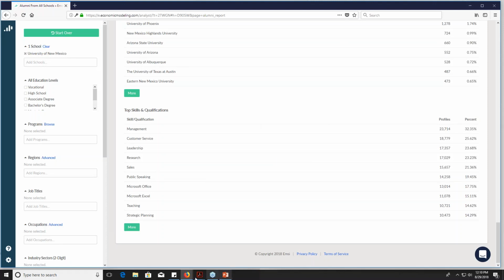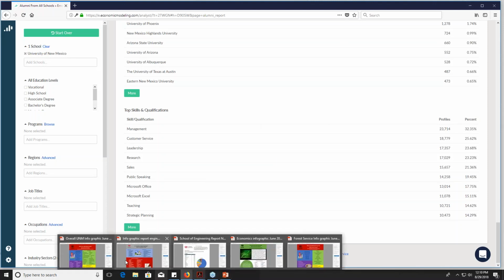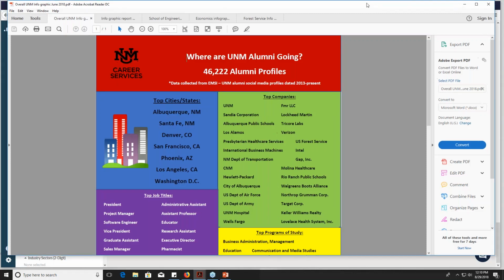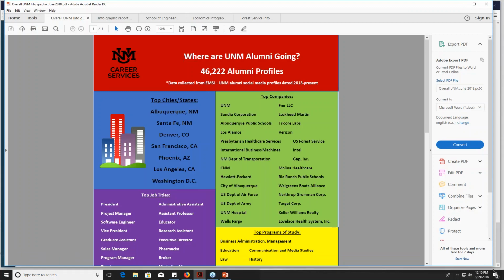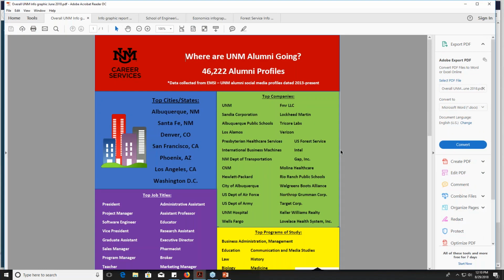And so what I've created, and I'll show you just how we did this, is a profile, if you will, an infographic of where UNM alumni are going. This was one that you can see has been updated since then. But when I first ran this report, we had 46,222, and that tells you a big difference. I purposely put this one up because I ran this back before our May graduates. And so you can see, when you're using this data, when alumni profiles spike.